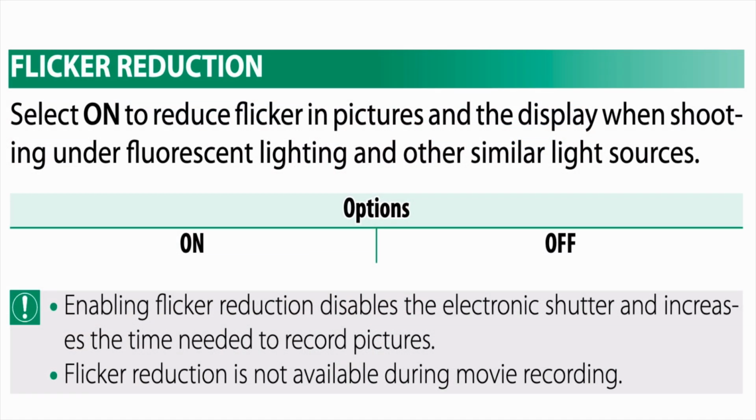Alright, so these were the conditions. I was on assignment indoors and under fluorescent lighting. So in my X-T3 menu, I went down and I turned flicker reduction mode on. And let me just read you what that says from the manual here.